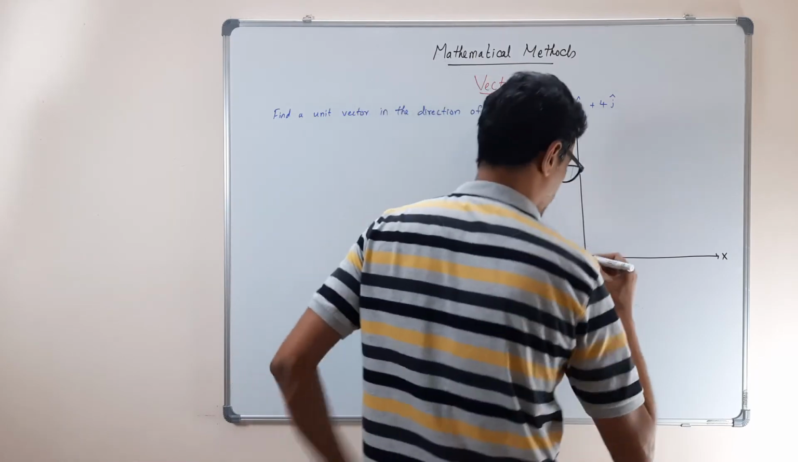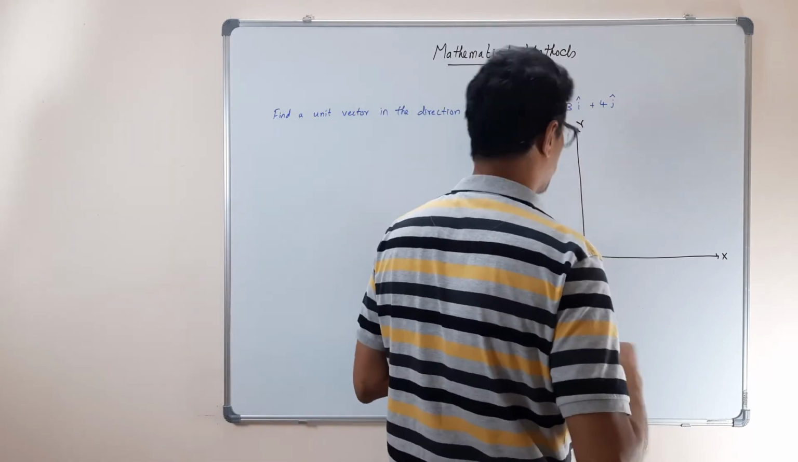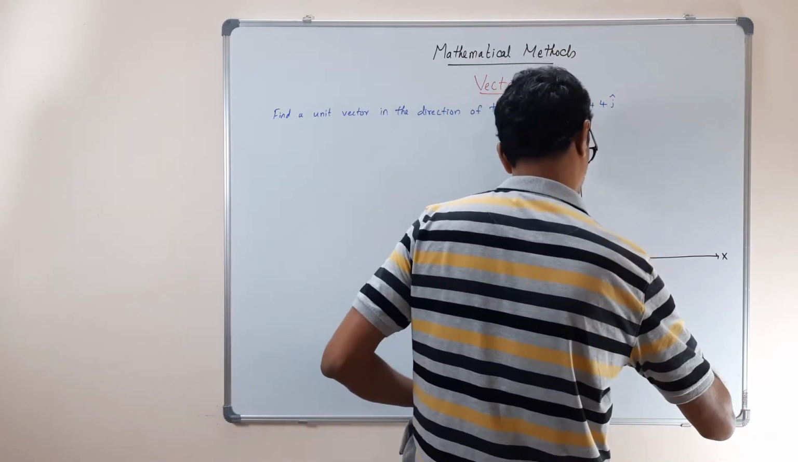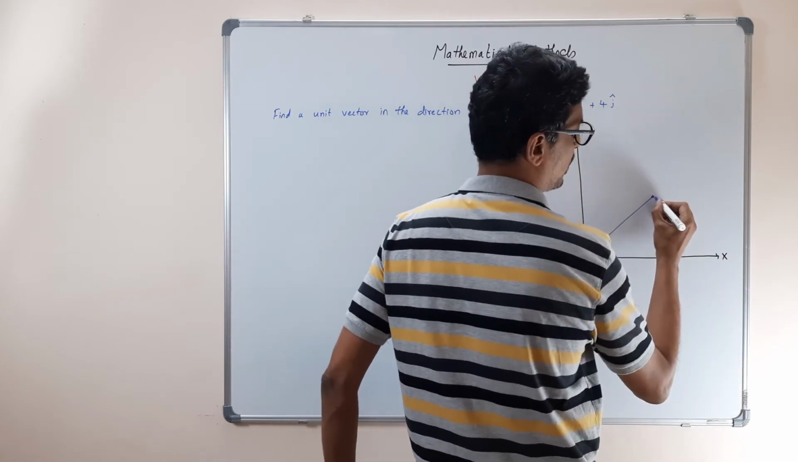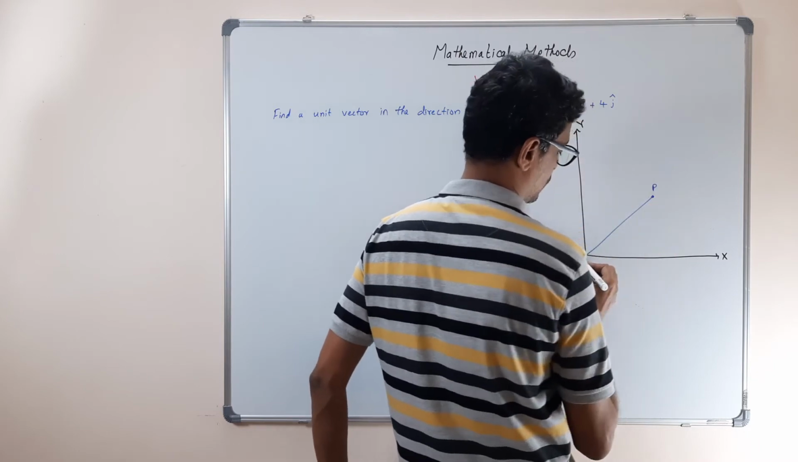Okay, or let me draw the vector. That will make it easier. So I am drawing the vector. Let this be the vector here. Tell me what this point P will be. This is O.